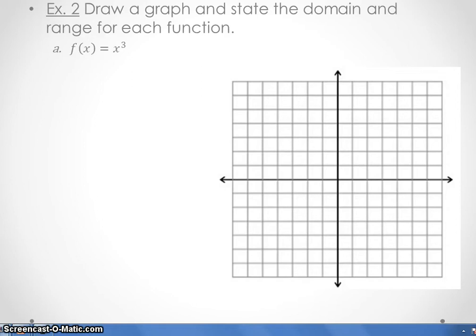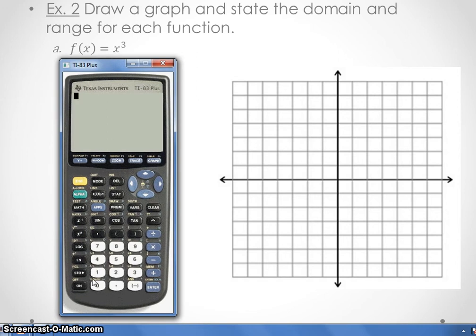Alright, so let's go ahead and see what the graphs of these look like. For example 2, we are going to draw a graph and state the domain and range for each function here. So our first function is going to be f of x equals x cubed. So let's grab our calculators and plug that in to see if we can get ourselves a table of values. So y equals, and then we're going to say f of x, well that is y equals x cubed, so x to the third power here.